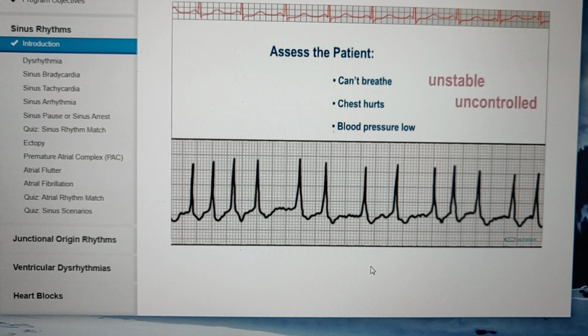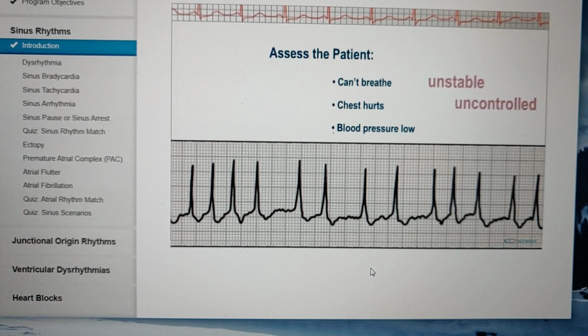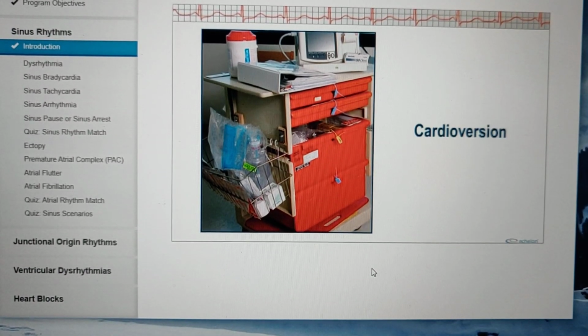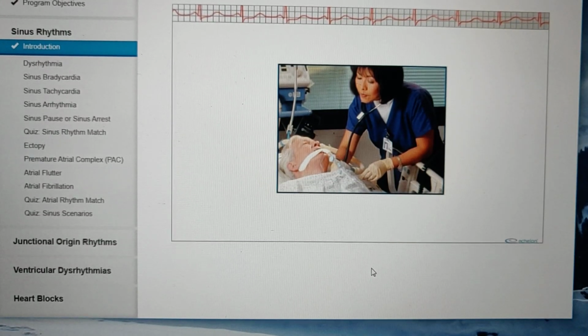You recognize that he is unstable and uncontrolled in his ventricular response, and you act accordingly. You get the code card and begin setting up for cardioversion. While this is certainly a scary scenario for the patient, it does not have to be for you.